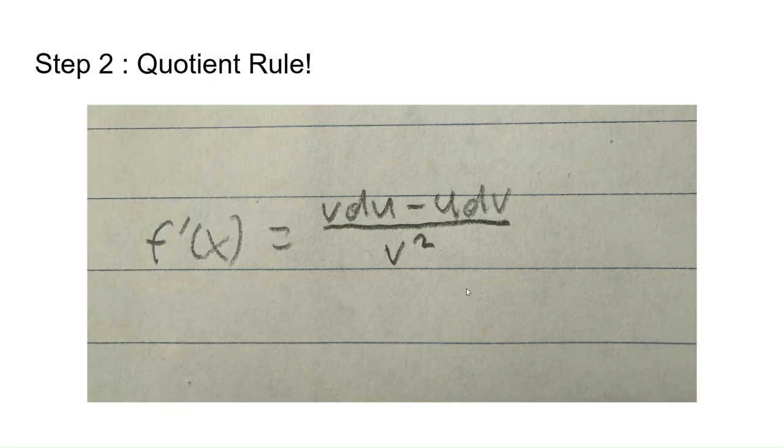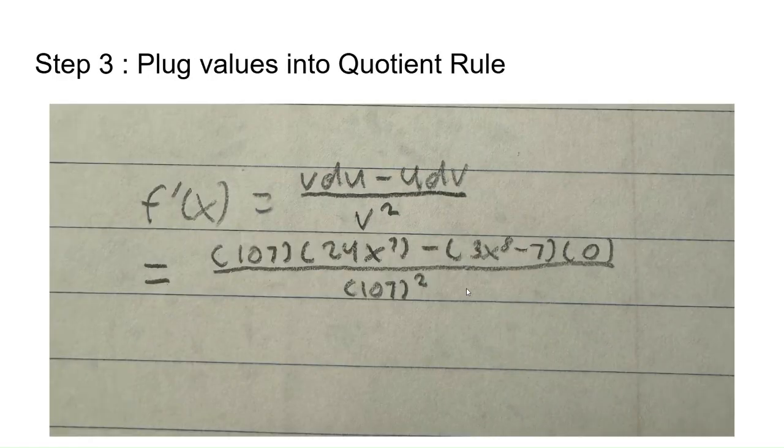Step 2, just plug those values back into the quotient rule again, and in doing that, we would find that our quotient rule for this equation would be 107 times 24x to the power of 7 minus 3x to the power of 8 minus 7 times 0, all over 107 squared.